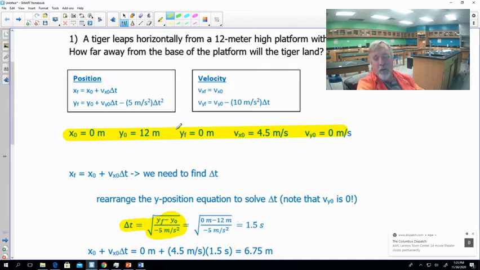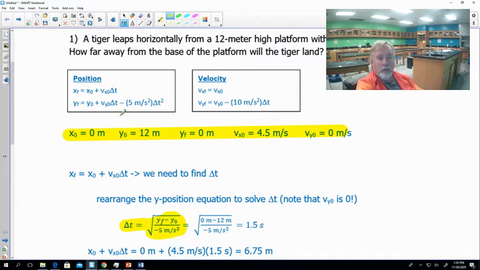It also doesn't quite explicitly say yf equals 0 meters, but we are talking about the Tiger landing, so we know the Tiger is going to end up at 0 meters. And it doesn't explicitly say that our vy0 is equal to 0, but it does tell us the Tiger leaps horizontally, so the only velocity he has is in the x direction. So you might have to read a little bit into the problem, write down the variables that you know, and find an equation that best fits.